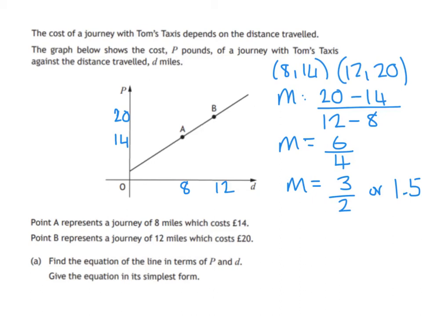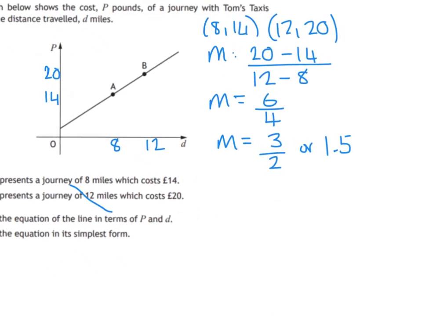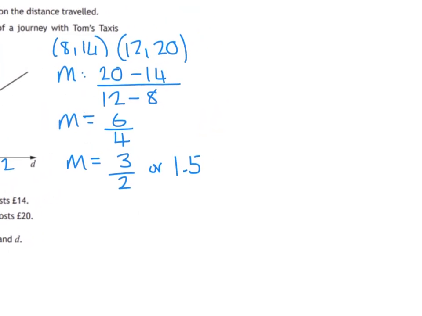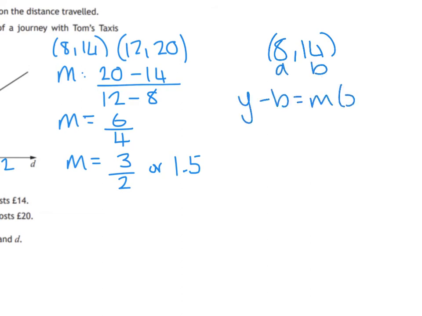And I need to go get the equation of the line, so please forgive me while I just move this out the road, because I don't have enough space here. So I'm going to just move this over a wee bit. We're going to choose one of the coordinates and we're going to make that a and b. So I'm going to use the first one because it's got lower numbers, and that's going to be my a and my b. So we have y minus b equals m bracket x minus a. So we have y minus 14 equals 3 over 2 bracket x minus 8.